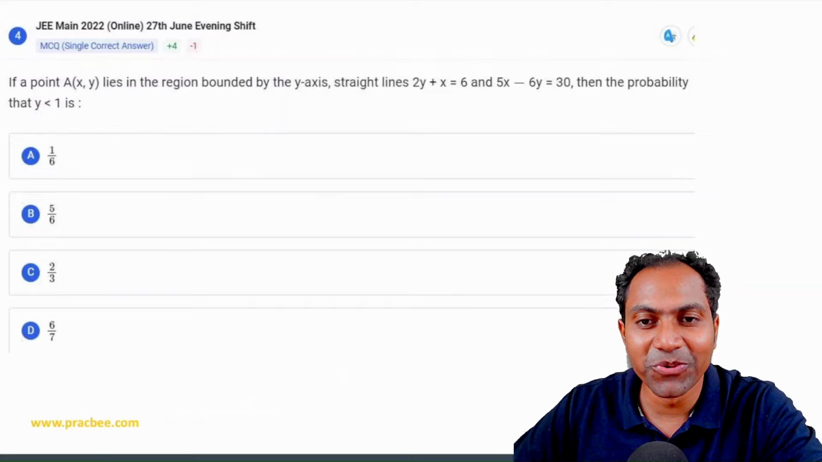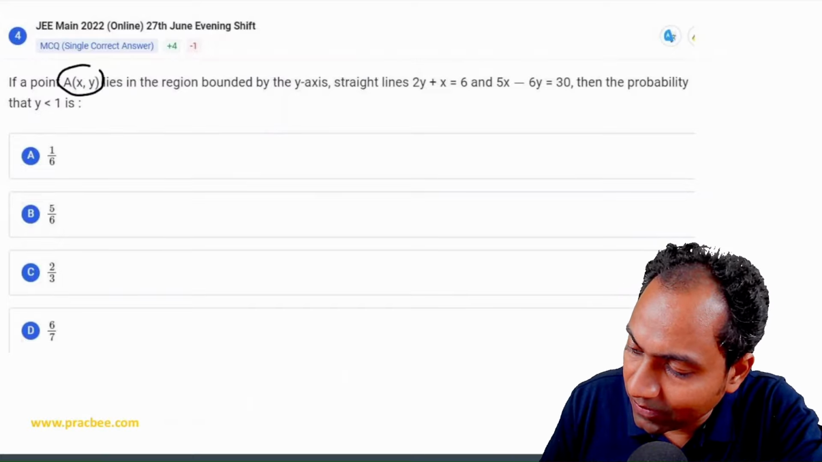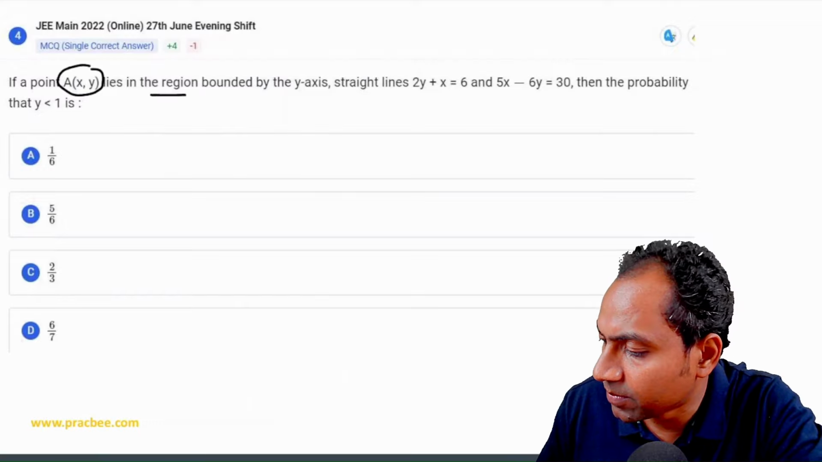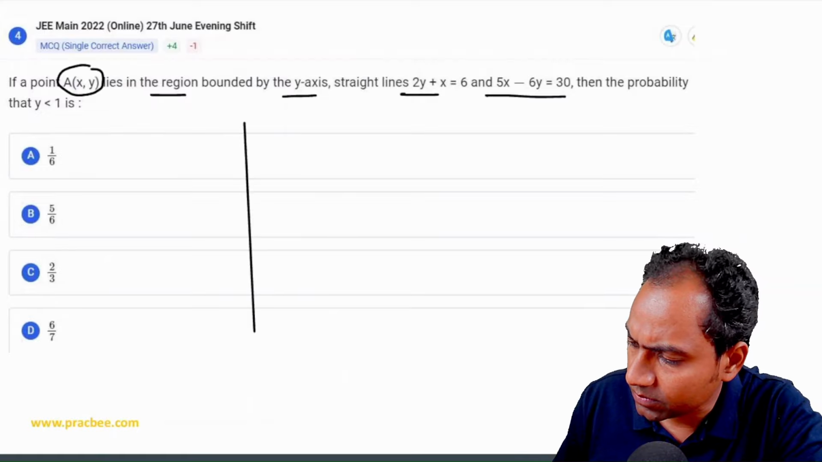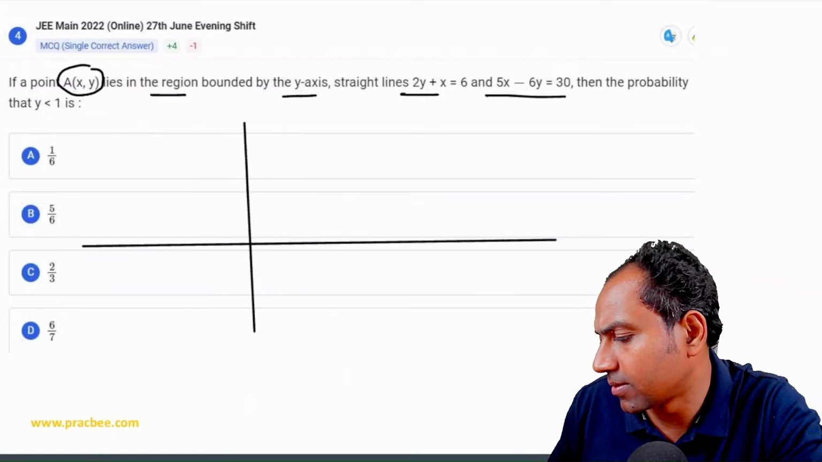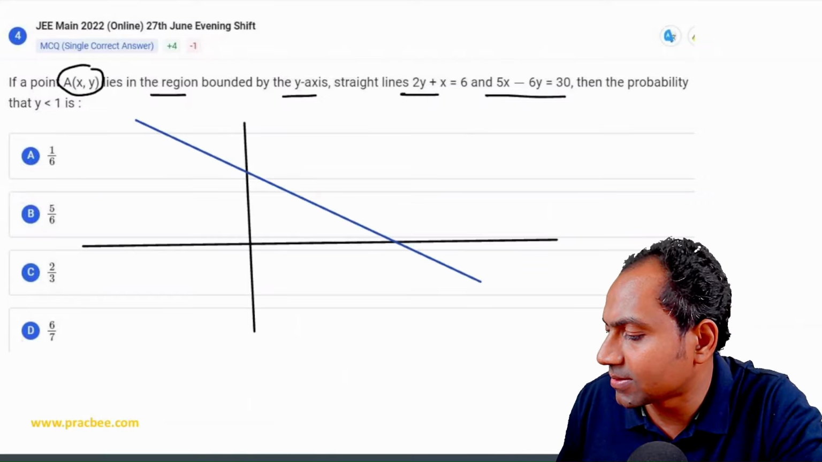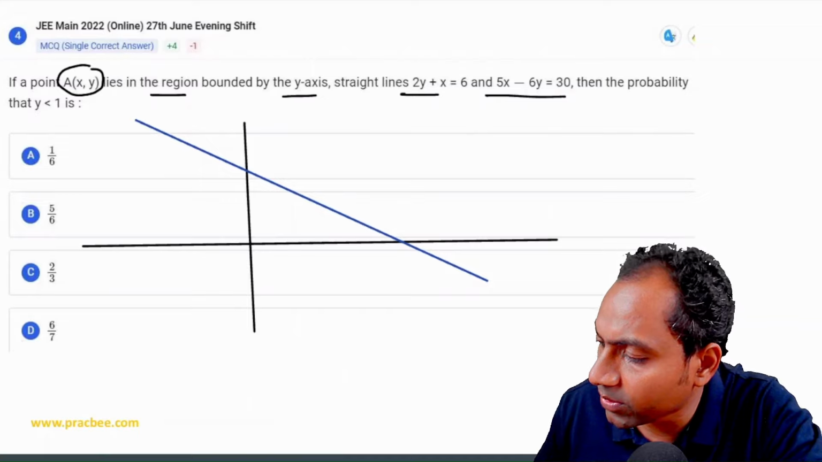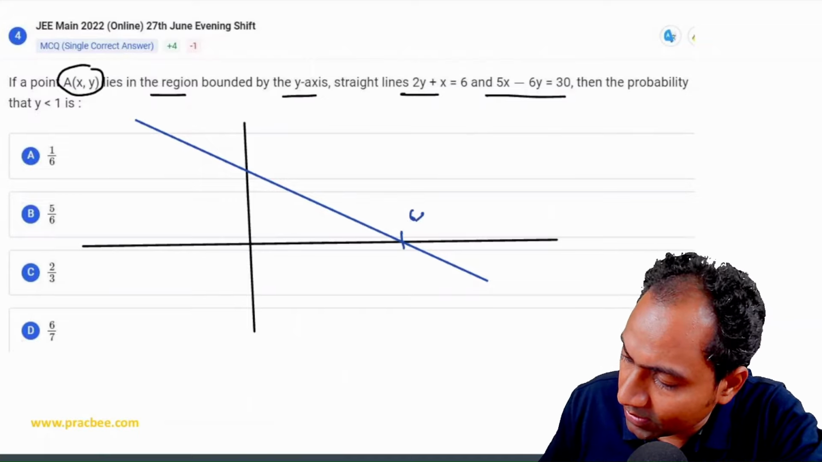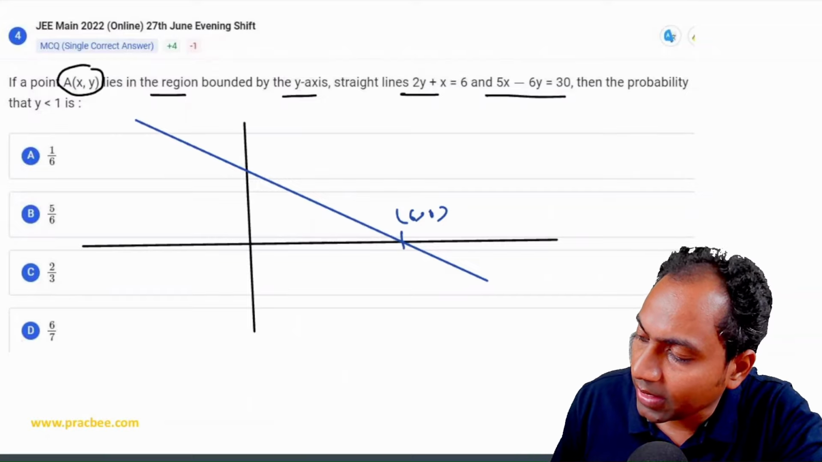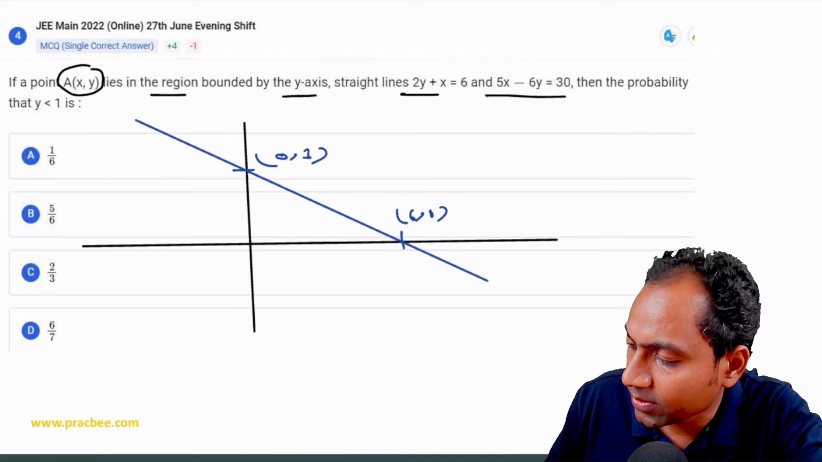Now again in this 2023 question, they are talking about a point (x, y) that lies in a region bounded by the y-axis and these two lines. So if I plot it down, this is how it is going to look. My first line I can plot like this, and in this line, if you put y equal to 0, x becomes 6, so this point is 6 comma 0, and if I put x equal to 0, y will become 3, so this is 0 comma 3.